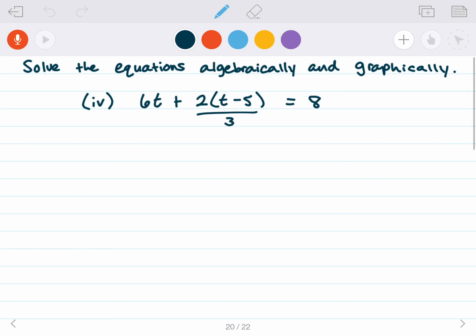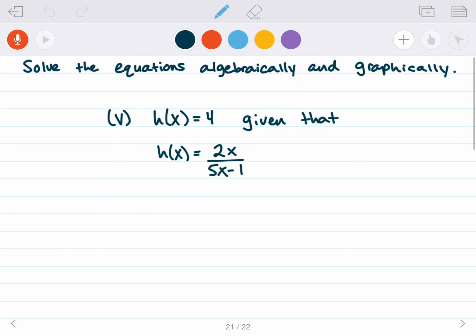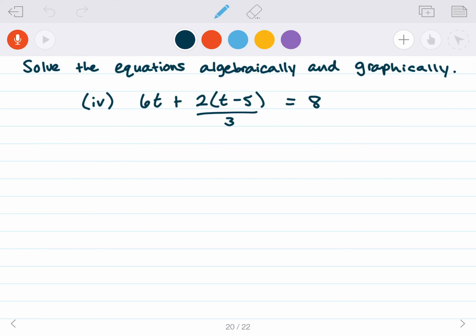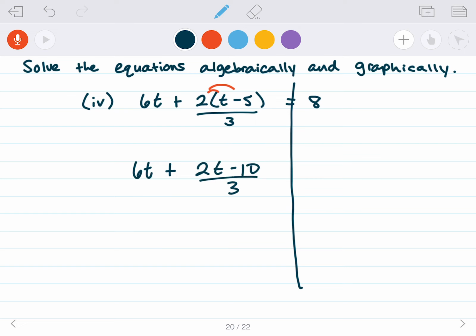Okay, let's go ahead and look at this one. So this time our variable is t instead of x, which is okay. If I look at the left side, I can clean it up a bit. So what I can do is first distribute that 2 in there to make it look a little bit more familiar. So 2 times t is going to be 2t, and 2 times -5 is -10. That's all over 3.